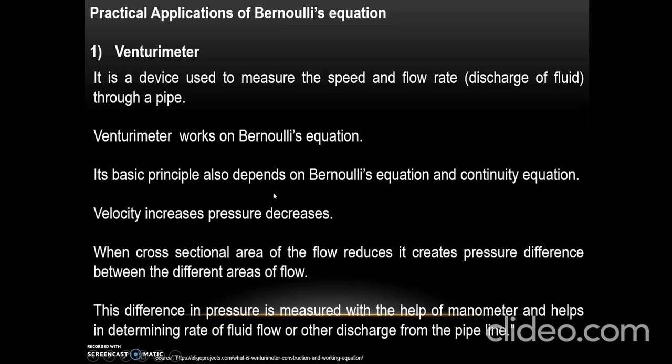Velocity increases and pressure decreases with the variation in diameter of the venturimeter. When cross-sectional area of the flow reduces, it creates pressure difference between the different areas of flow. This difference in pressure is measured with the help of manometer and helps in determining rate of fluid flow or discharge from the pipeline.